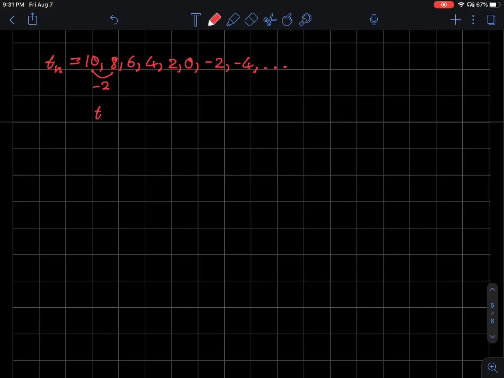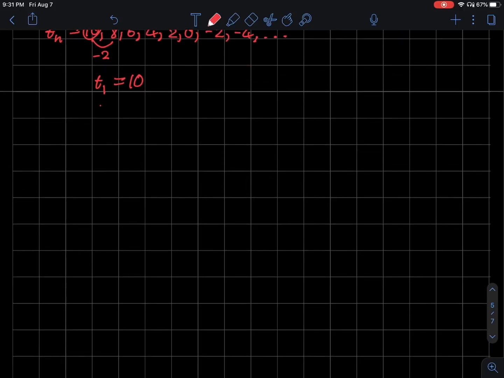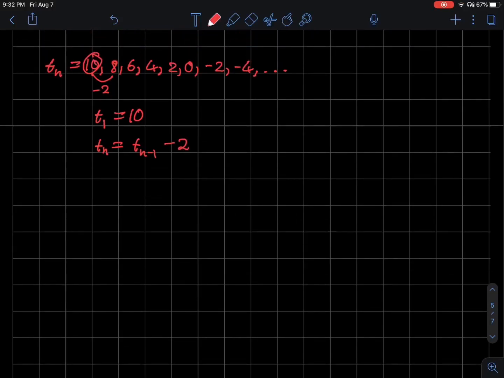then we'd say t of 1 is equal to t, which shows the first term, and t of n is equal to t of n minus 1. Now, t of n is a random term. T of n minus 1 is a term behind that random term. So the previous term, plus 2, or not plus 2, minus 2 in this case. So this, my -2 here, is the common difference. This is how you would recursively define a sequence.